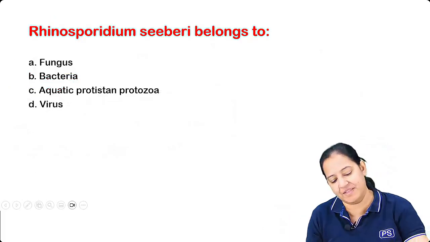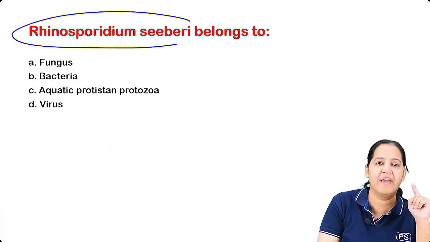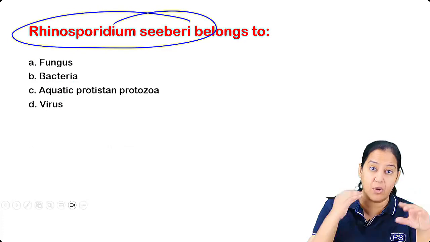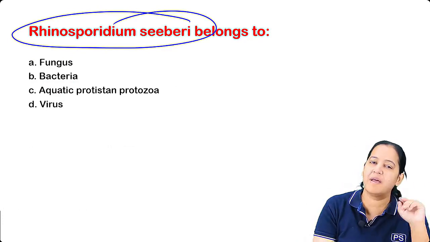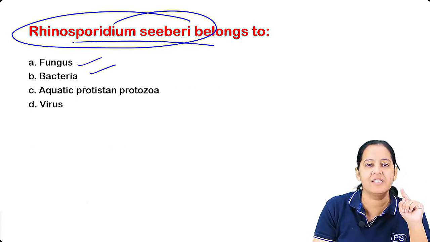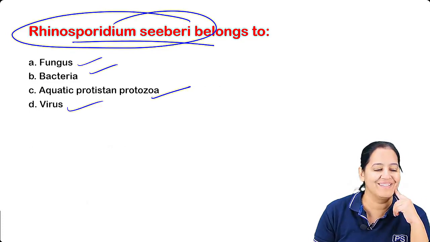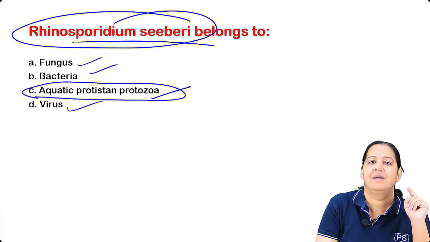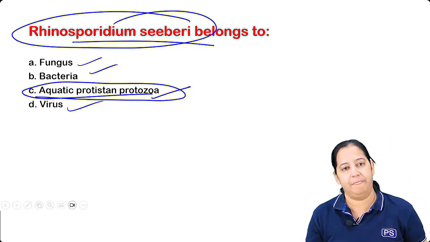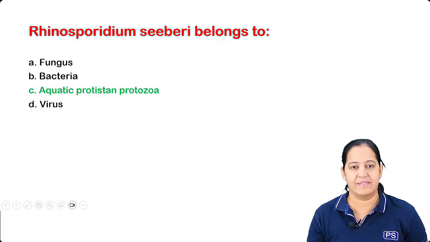Read the question, tell me the answer. Rhinosporidium seeberi, that is the organism that causes rhinosporidiosis. Learn the causative agent. Rhinosporidiosis is caused by Rhinosporidium seeberi. Is it a fungus, bacteria, protozoa, or virus? What is the correct answer? Obviously, it's a parasite. It's a protozoan parasite, an aquatic protozoan parasite. The correct answer is C.